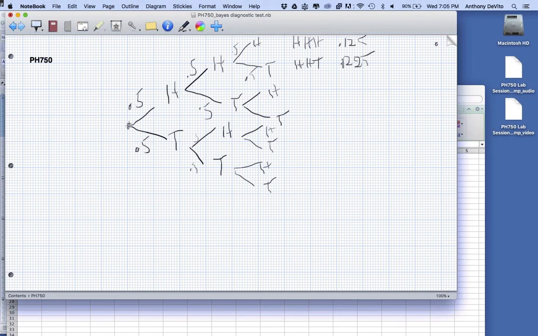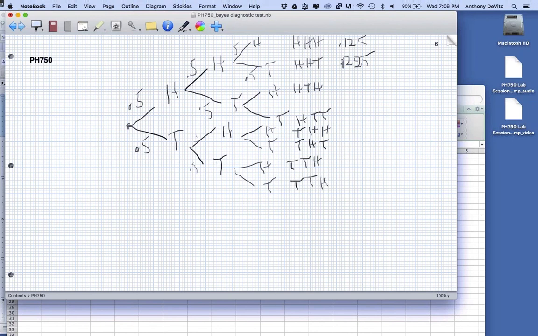Now we did those two, so next is heads, tails, heads, and this is going to be heads, tails, tails, and this is going to be tails, heads, heads, and tails, heads, tails, and this is going to be tails, tails, heads, and tails, tails, tails.